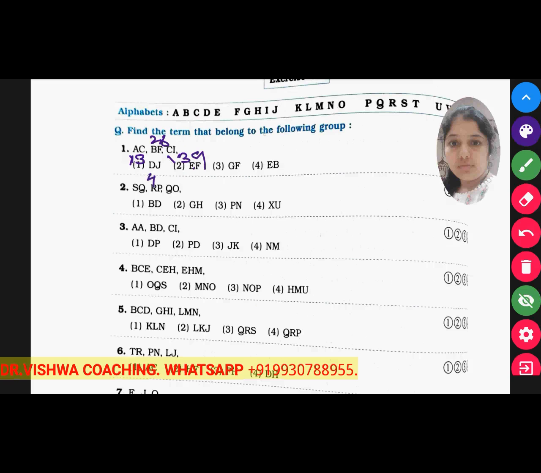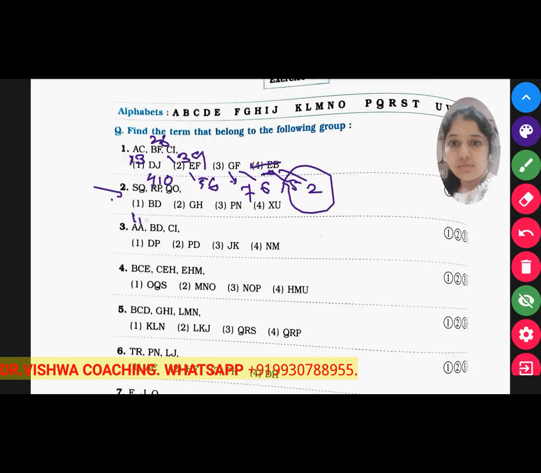So D is at 4th position, J is at 10th, E is at 5th position, F is at 6th, G is at 7th position, and F is at 6th position, E is at 5th position, and B is at 2nd position. So recite the table of 13. 13 1s are 13, 13 2s are 26, 13 3s are 39, 13 4s are 52. So EB is the correct option here. Now this one you try. I will take this one.